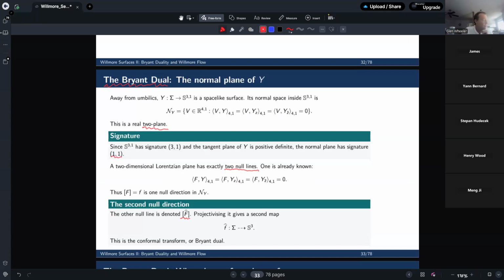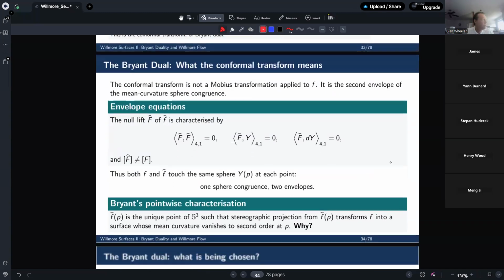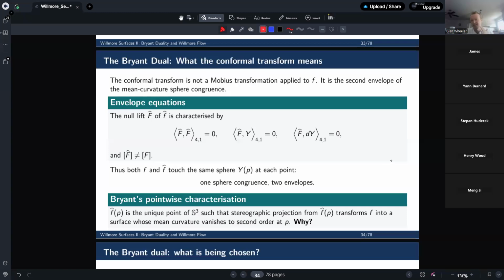And so we can just call this map the projection of the second null line, little f hat, right? And with that, we can take that as our definition, and that's going to be the Bryant dual or the conformal transform. It's like a rotation, but in a very loose sense. Okay, so it's definitely not a Möbius transform applied to the original immersion.